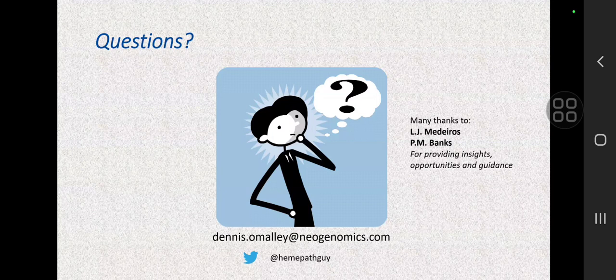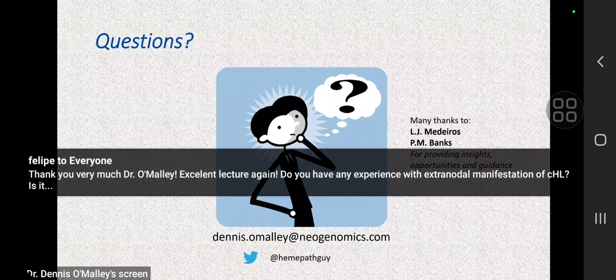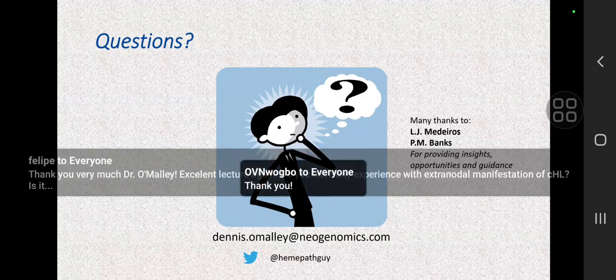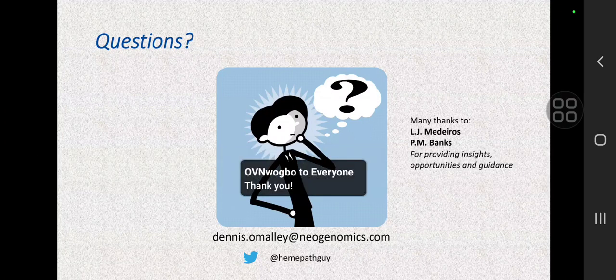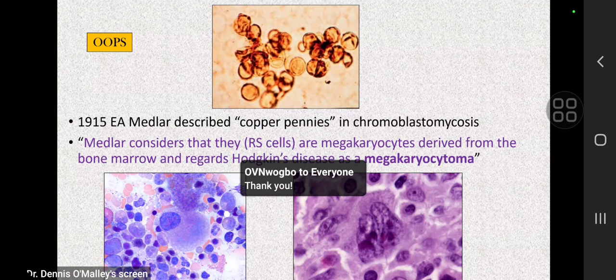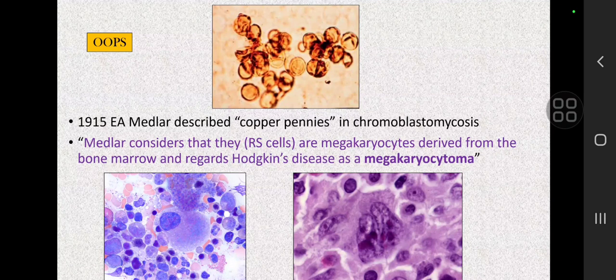Here's my last slide, which I think is fun. Remember, he described the copper pennies and chromoblastomycosis, the so-called medlar bodies. Well, anyway, he thought that the RS cells are megakaryocytes derived from the bone marrow and regarded Hodgkin disease as a megakaryocytoma. So you can see on the left there's a megakaryocyte, and on the right is an unhappy-looking Hodgkin cell. Okay. With that, I'm going to stop.